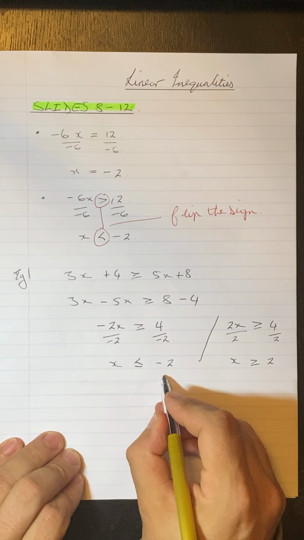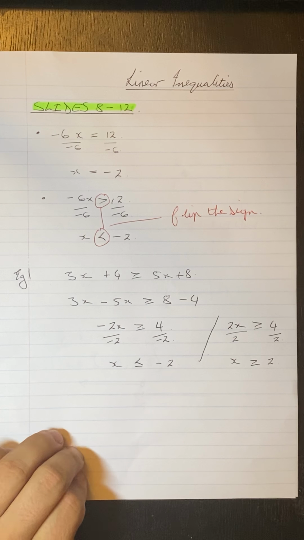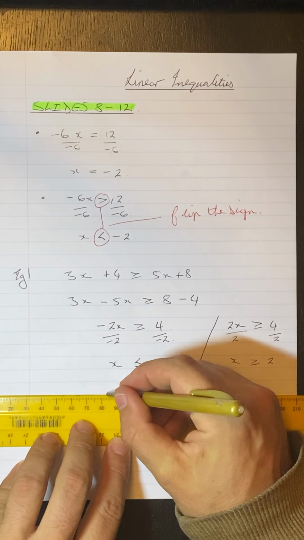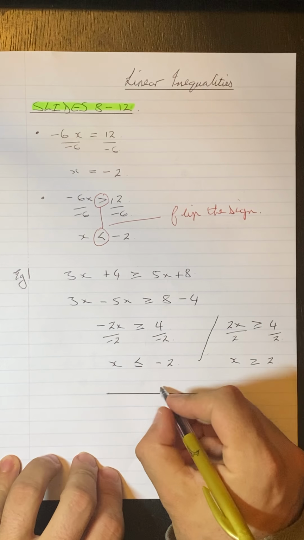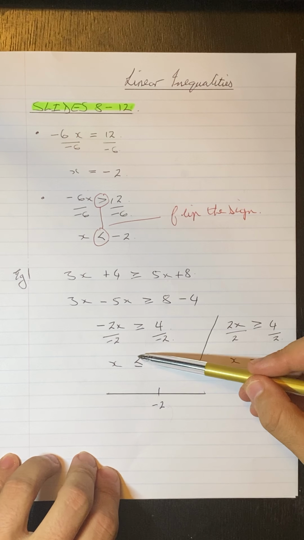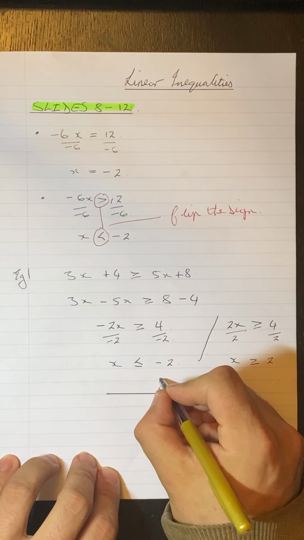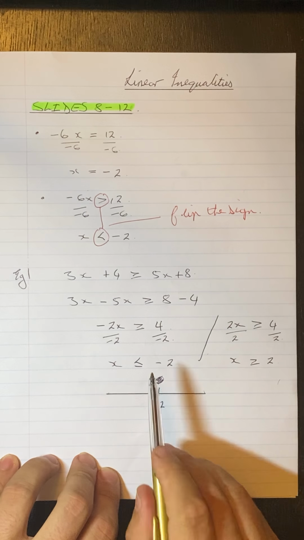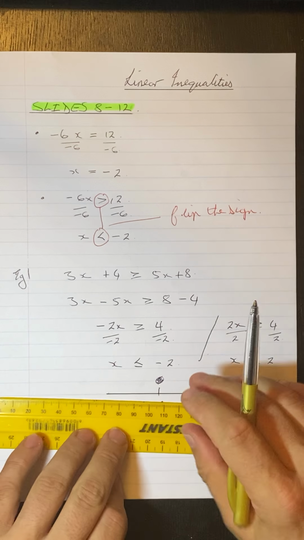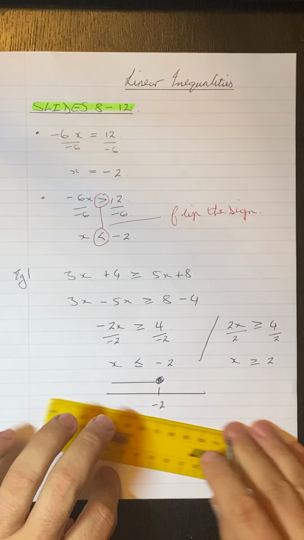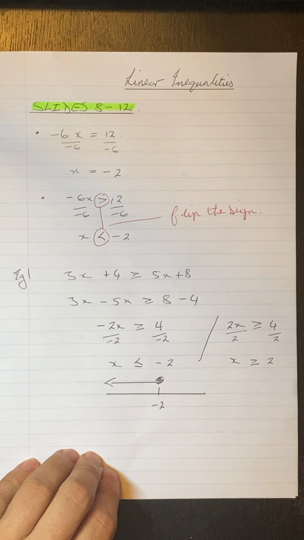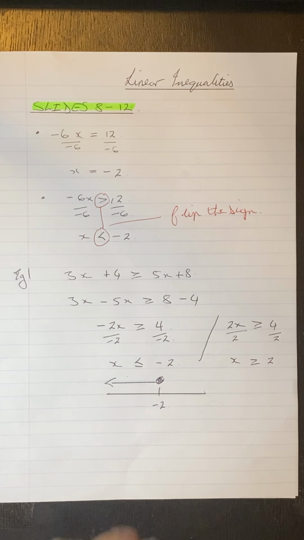Back to this example, we still have to finish off the question where it says represent your answer on a number line. So I draw up the number line. Put my number down, -2. Now, if you remember from the previous video, an inequality that has this equal sign at the bottom gets a closed dot. And what it's saying x must be less than or equal to -2. So anything that is less would be going in that direction. And there is your solution for that problem. Let's have a look at example 2.